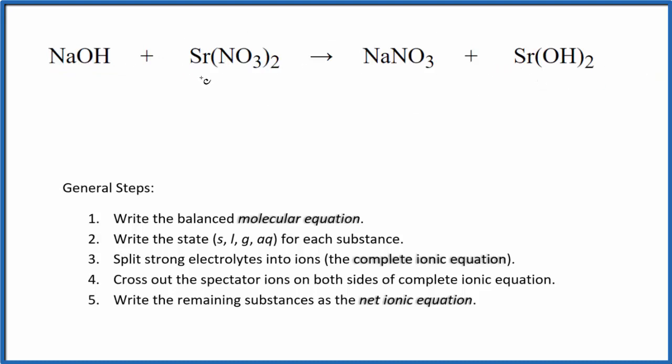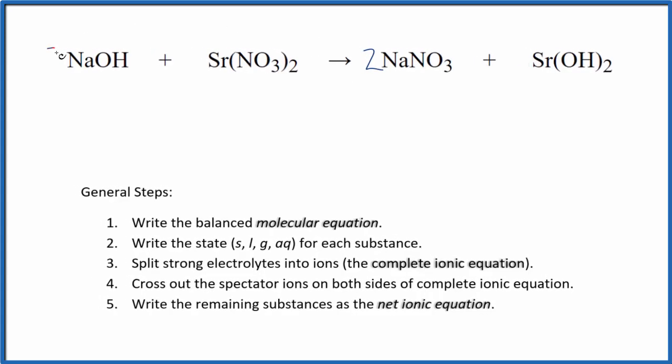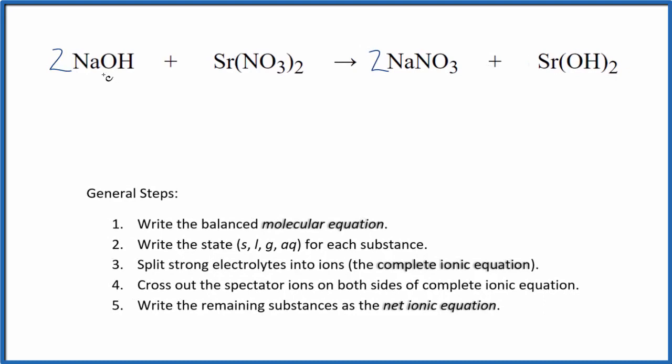I can see at this point I have two nitrates here and only one here. So if I put a 2 here, that would balance the nitrates. Now I have two sodiums. Let's just put a 2 in front of the sodium hydroxide. Sodiums are balanced. Now we have two hydroxide ions, which is okay because we have two of the hydroxide ions here. We have a strontium and a strontium. This is the balanced molecular equation.